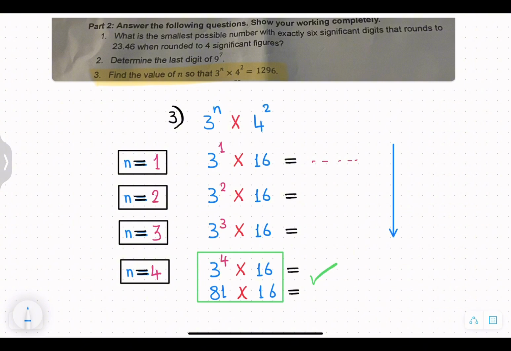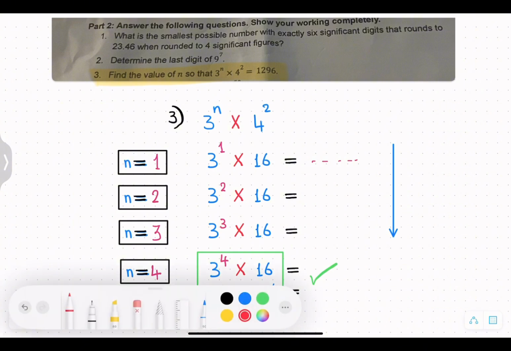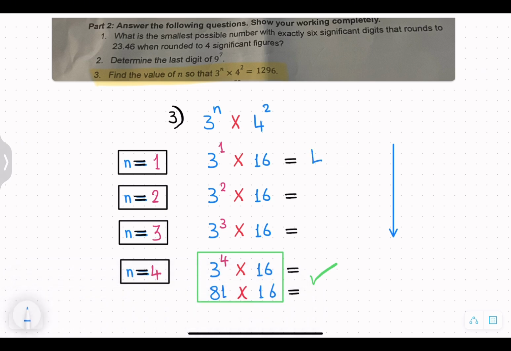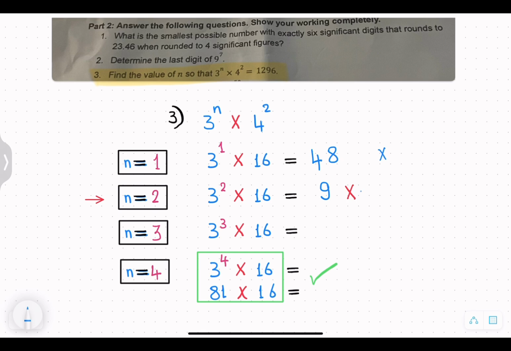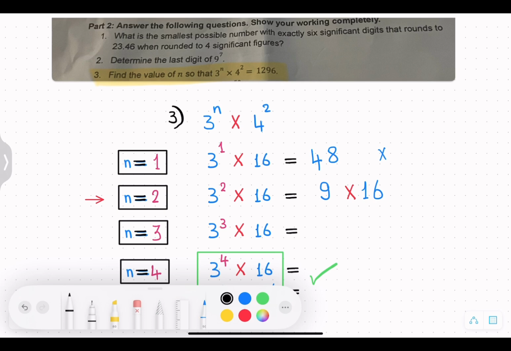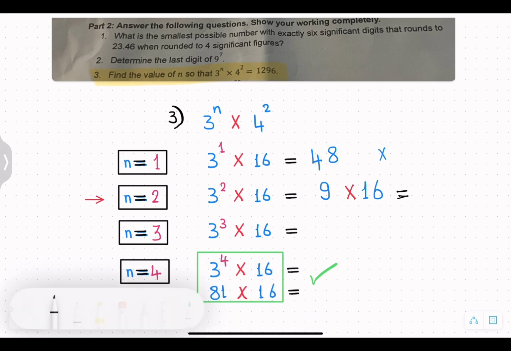If we substitute n by 1, it would be 3 power 1, and any number power 1 is the same number, which is 3 times 16, which is 48. So it's not the answer. And then we'll substitute n by 2. So what's 3 power 2? It's 9, right? 3 times 3, so it's 9. 9 times 16 is 9 times 10 plus 9 times 6, which is 90 plus 54, and sure, it's not the answer either.